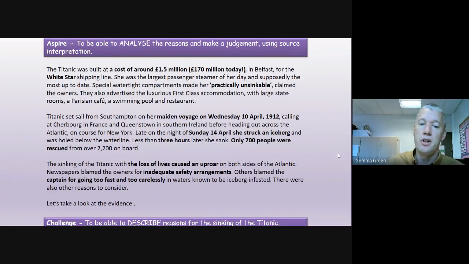The sinking of the Titanic with the loss of lives caused uproar on both sides of the Atlantic. So people in America, as well as people in Europe, in England, in Britain, in France, where the people had been picked up, were shocked. Newspapers blamed the owners for inadequate safety arrangements. Others blamed the captain, said he was riding too fast, too carelessly in the waters, and the waters themselves were known to be iceberg infested. So why would you have a ship travelling so fast through those type of waters? There were also other reasons to consider, which is what we're going to look at now. So let's take a look at the evidence.